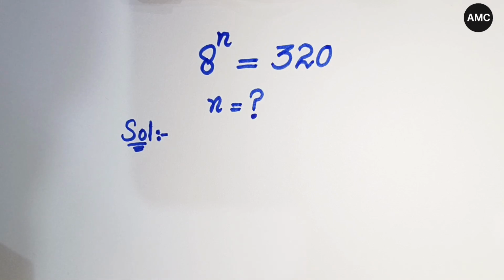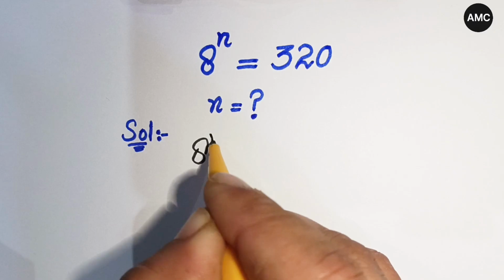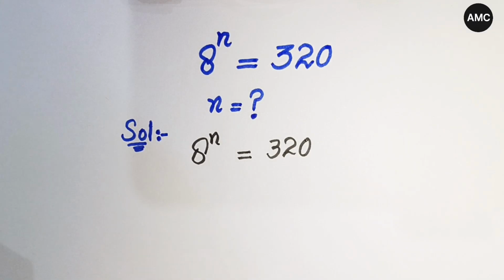Today we have a nice exponential problem. A to the power n is equal to 320. We have to find the value of n. Let's start our solution. A to the power n is equal to 320. It is our problem.